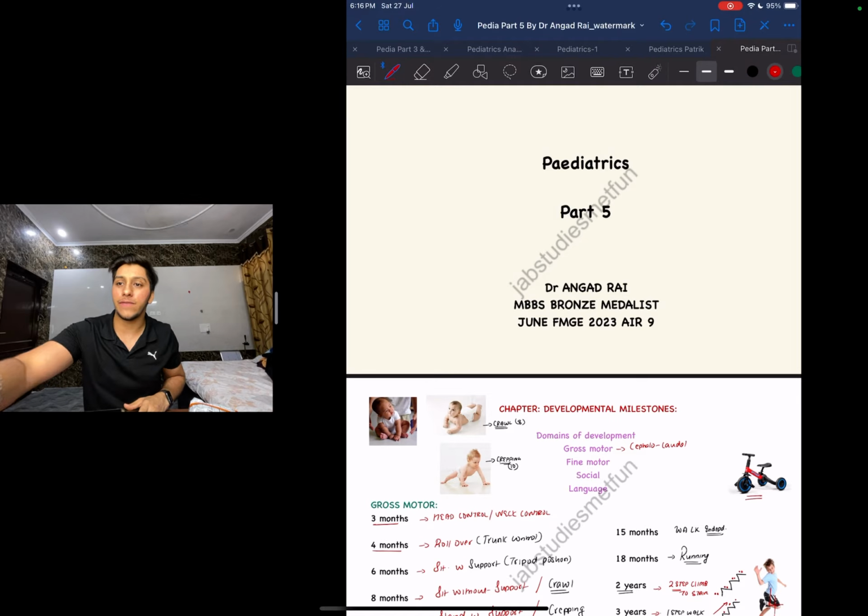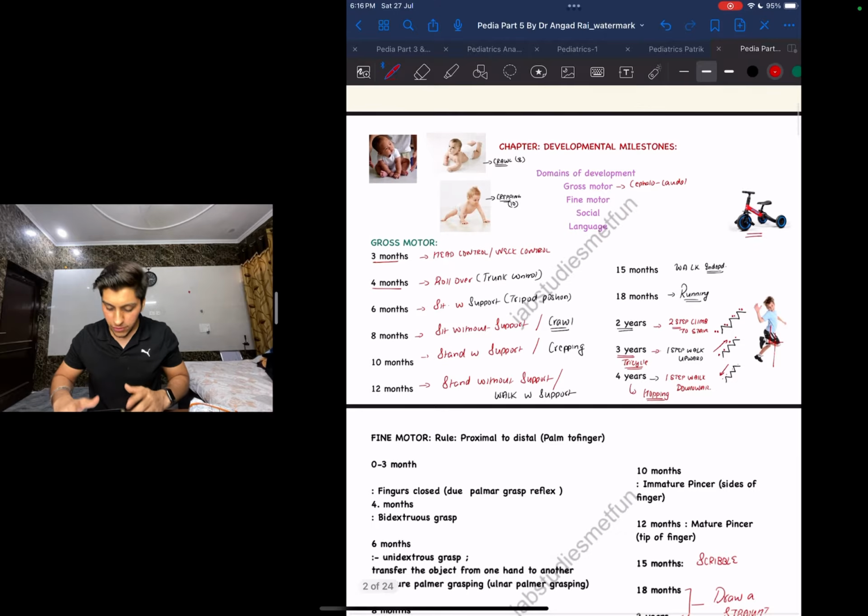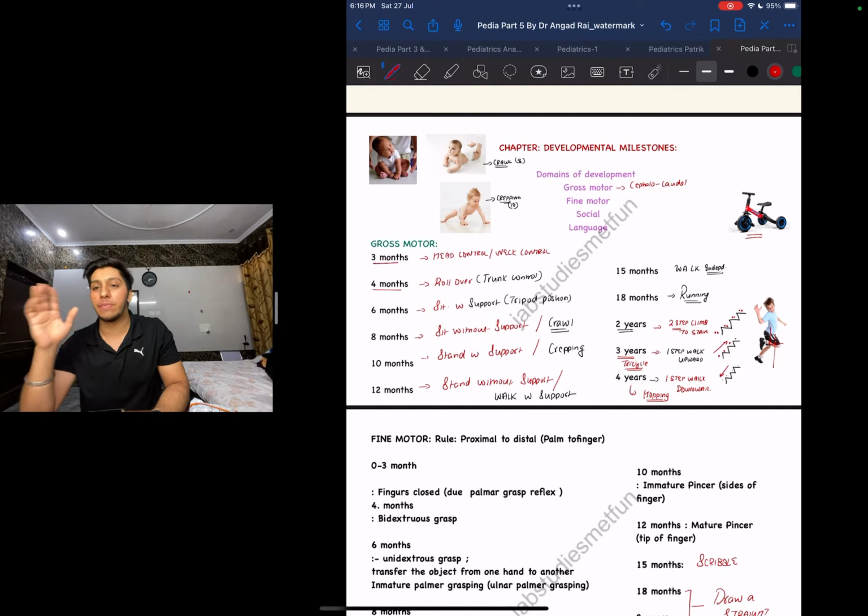Let's make sure that we understand a good amount of stuff regarding milestones, the respiratory system, pediatric emergencies and much more. All right. So the first thing we're going to talk about, guys, is developmental milestones.